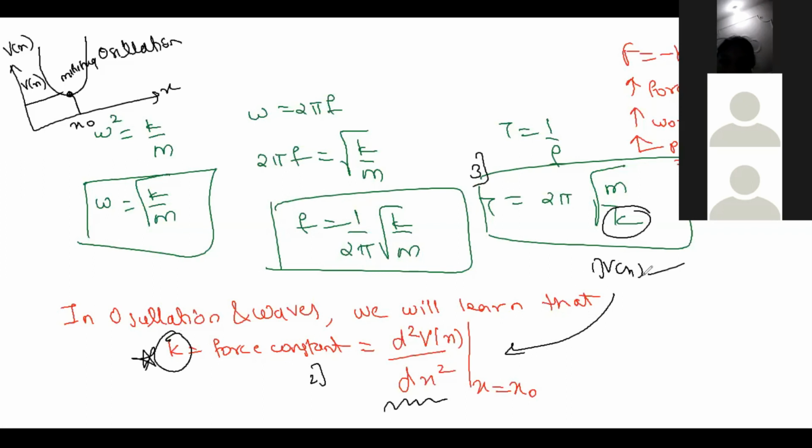V of X will be given. Second step will be to find K, which is d square V upon dx square at X equal to X naught. Remember, X naught is the minima point. Look at the diagram. X naught is the minima point. And then the third step will be to substitute K in the time period expression, and you will find the time period.